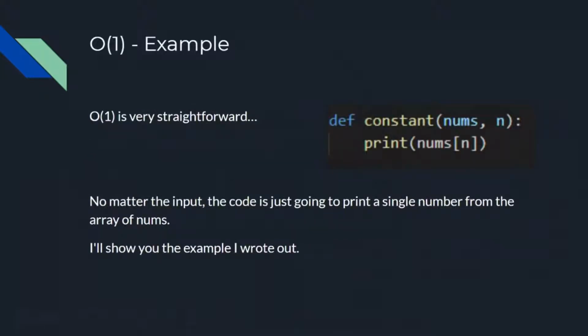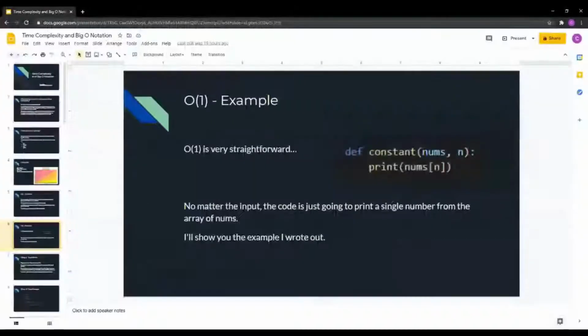So here's an example. O of 1 is very straightforward. In this Python code that I wrote out here, this is a function. You pass it an array of nums and an index to print. No matter how big the array is or the size of n, it will always be only looking up one array location and printing out the value. So I'm going to show you here. I'm going to have to switch the stream over.